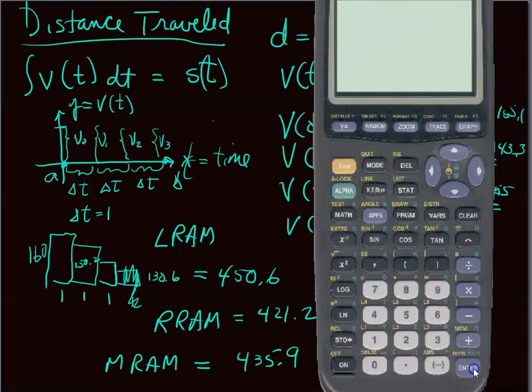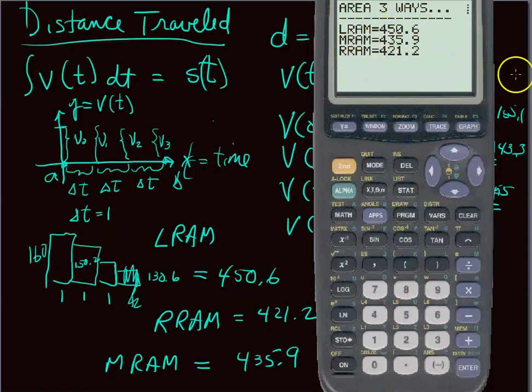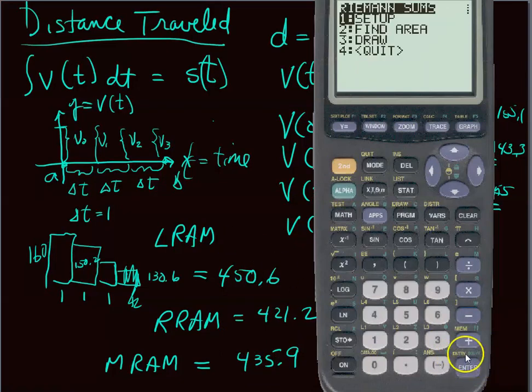Okay, now I think I've got it set up right. Find the area. There it is, 450.6, 420. Then maybe that's a good... you need to play with this a little bit to get used to it, to make sure that you have everything set up correctly. But I got these answers too. Let me go to the find area stuff.